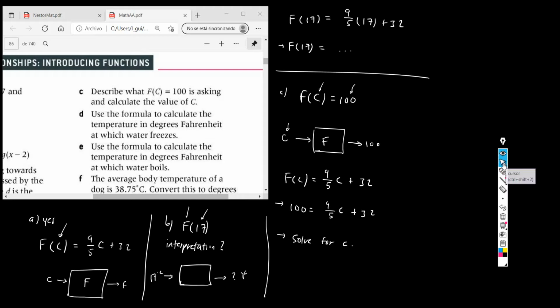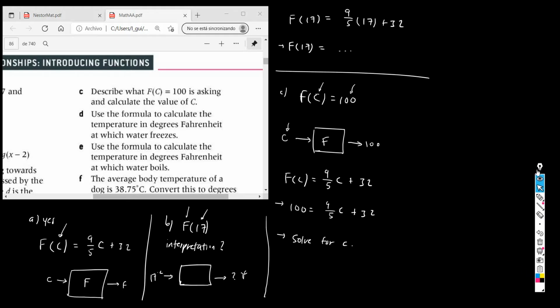D: use the formula to calculate the temperature in degrees Fahrenheit at which water freezes. Okay, that just involves a little research online. You write on Google at what temperature does water freeze, and you're gonna get that water freezes at 0 degrees Celsius. And that's it, guys.